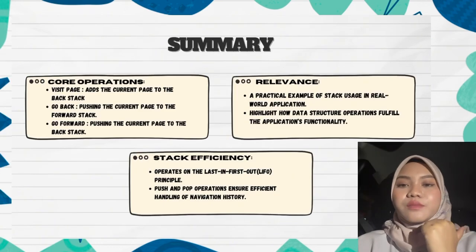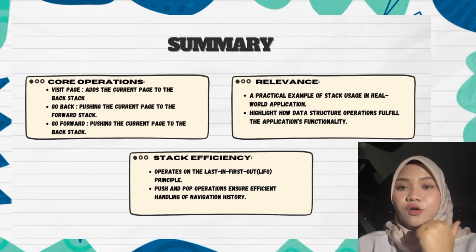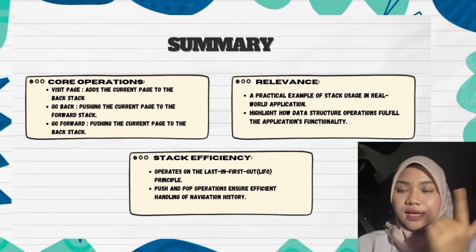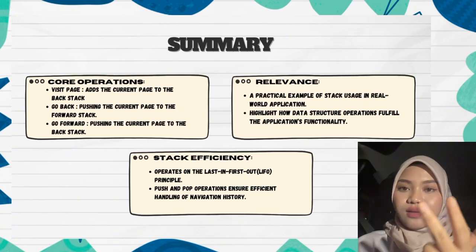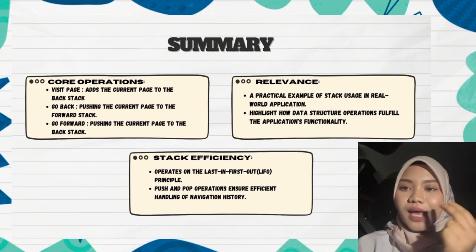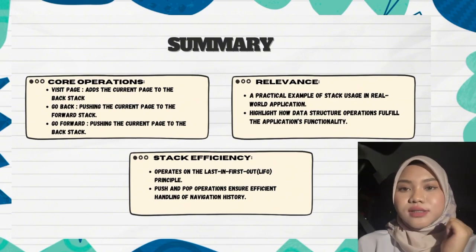To sum up, the browser history management system operates with 3 core functions. The first one is visiting a page, which adds the current page to the back stack. Second, navigating back pushes the current page to the forward stack. Finally, moving forward pushes the current page back to the back stack, ensuring seamless transitions.